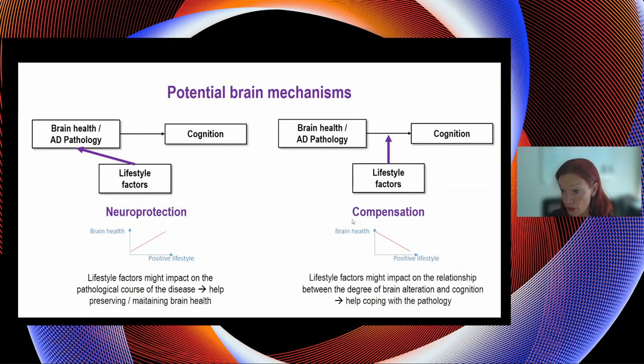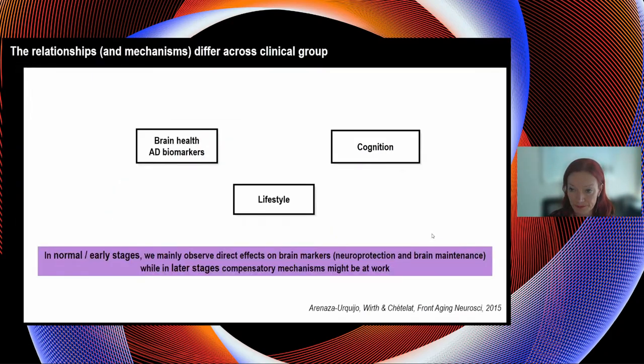On the other hand, there are also compensation mechanisms, represented here by the impact of lifestyle factors on the association between brain health and cognition, such that positive lifestyle factors would help in coping with the pathology. This would result in an inverse relationship between positive lifestyle and brain health, such that a positive lifestyle would be associated with lower brain health at the same level of cognitive performance.